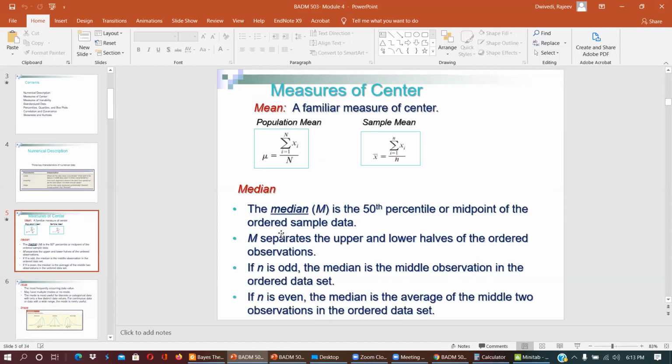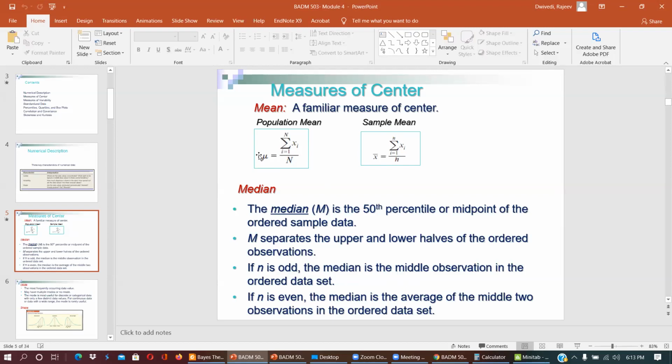So as you know, what is mean? Mean is nothing but an average. So mean is simple. Again, the notation you can understand here: mu is for population, x bar for sample. So always remember, whenever mu is given, that means they are asking about the population mean. Whenever x bar is given, they are asking about the sample mean.